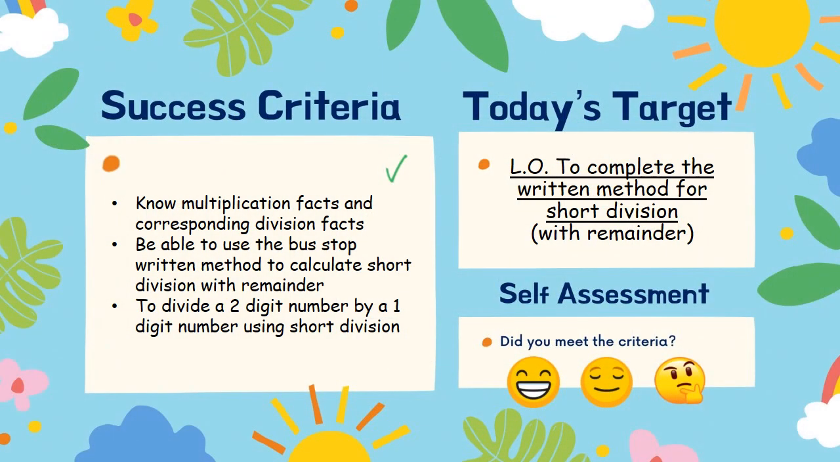And let's just have a think about how you got on with today's lesson. Were you happy that you knew your multiplication facts well enough? Do you know what the bus stop method means and how to set it out? And how did you cope with the remainder? Are you confident that you can divide a 2-digit number by a 1-digit number using short division? I don't want you to worry at all if you found it tricky, because once we're back in school, we can go through all this again.